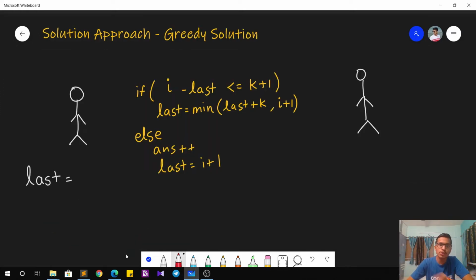The solution approach goes as follows. First of all, I would like to mention that this is a greedy solution. It means that we are going to try and find the answer in a greedy manner. That is, we will first start a friend group, and then go on including people in this particular group for as long as it is possible. As long as it is possible, we will keep including people in this group, and when it is not possible, we will start a new friend group.